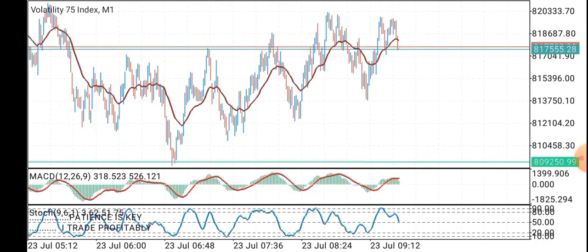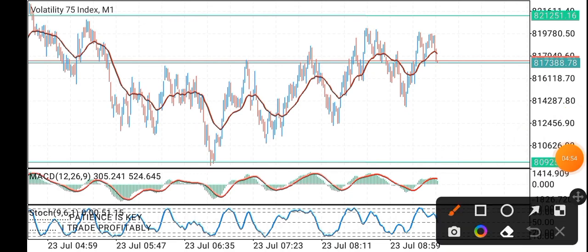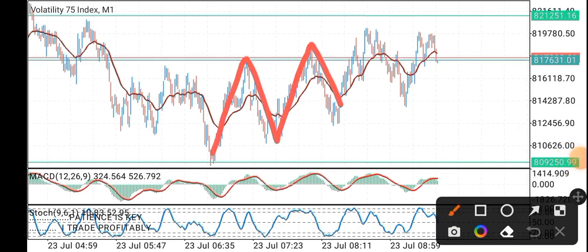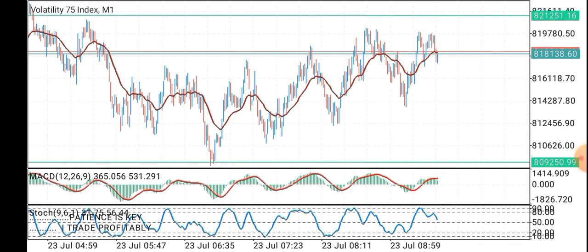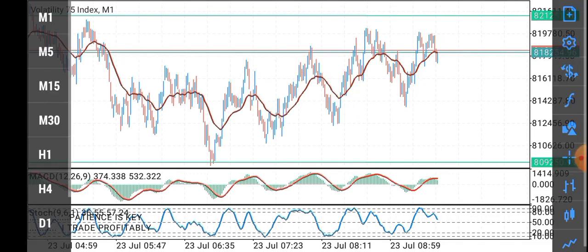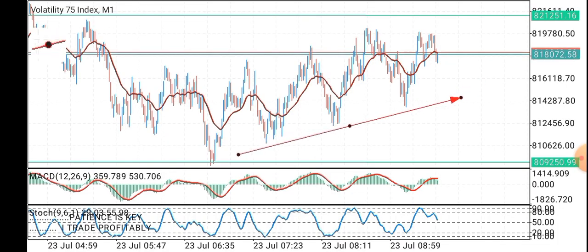Look at it. Let me just zoom out to see the structure. Do you see it clearly? This is what's happening clearly. Do you see it? Higher high, higher low, higher high, and price is just struggling to go up. So let's put up our trend line, identify areas of support and resistance.